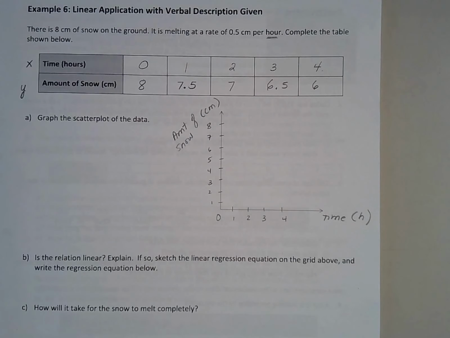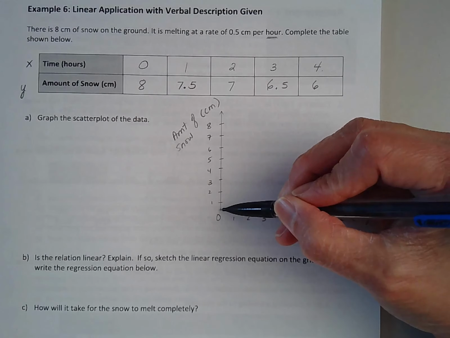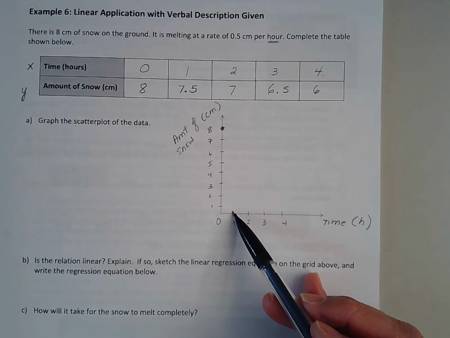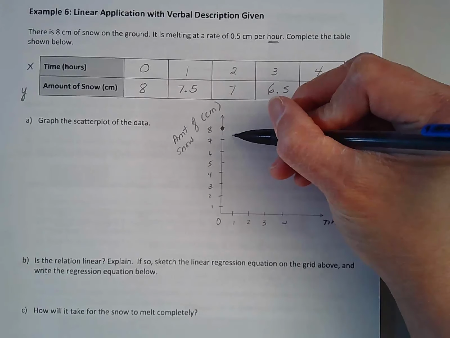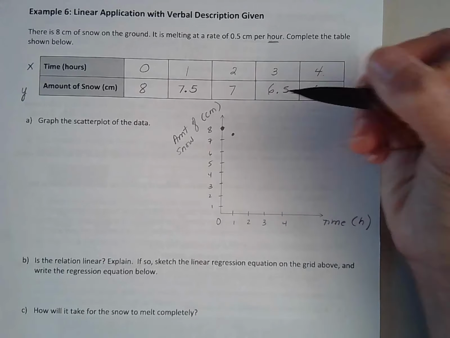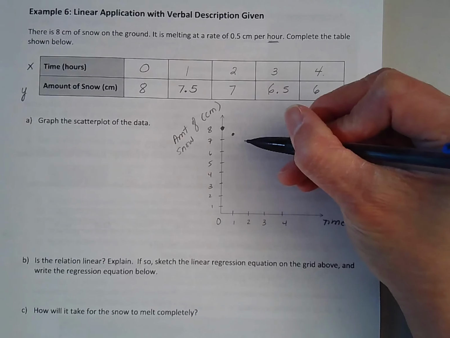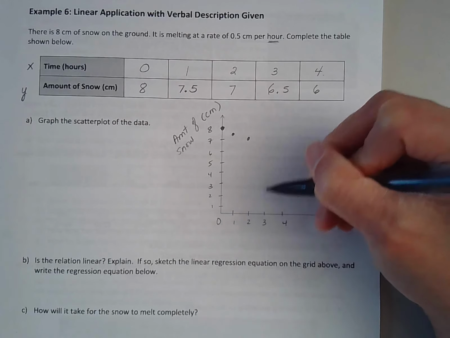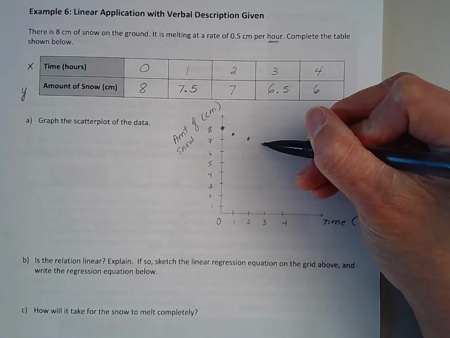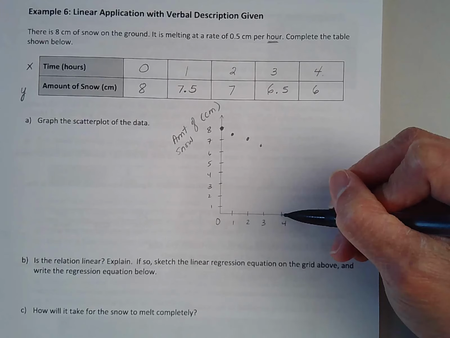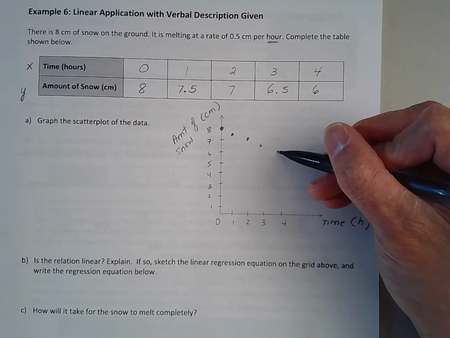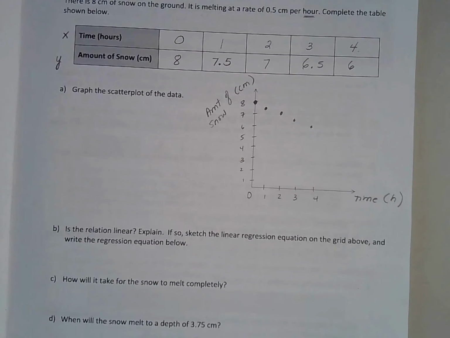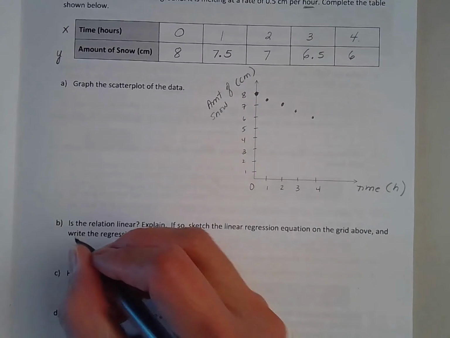Okay. So let's go ahead and graph that. So 0, 8. That's that point there. At 1 hour, it's 7.5, so it's going to be right there. 2 hours is 7. 3 hours is 6.5. 4 hours is 6. Okay. Now, is this linear? Yes, it's linear.